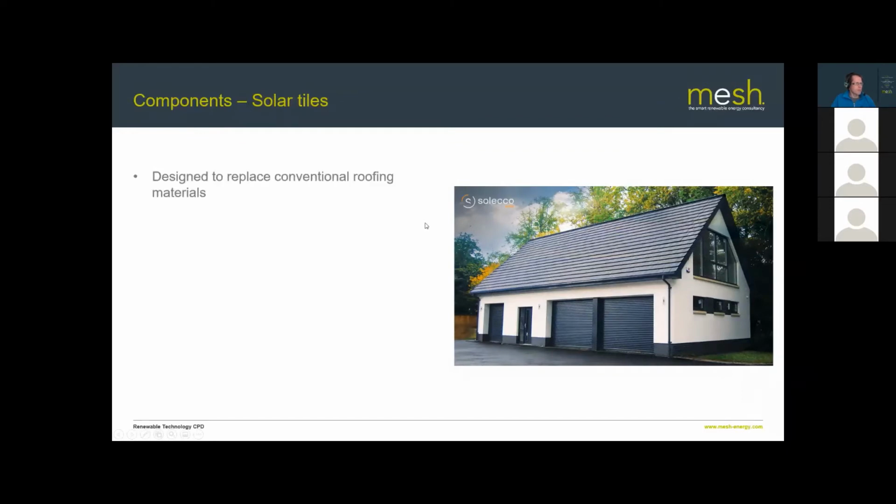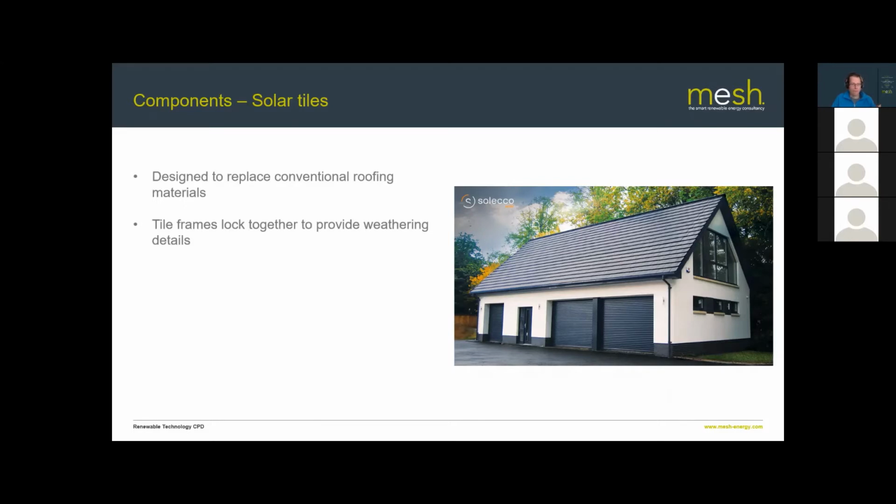So the other major type that we're seeing in domestic markets increasingly is solar tiles. So this roof here is a solar roof. This is effectively lots and lots of little tiny solar panels all wired together, and they are designed to replace conventional roofing materials. And what they do is they lock together as a frame. You put them on in much the same way as you would conventional roofing materials.